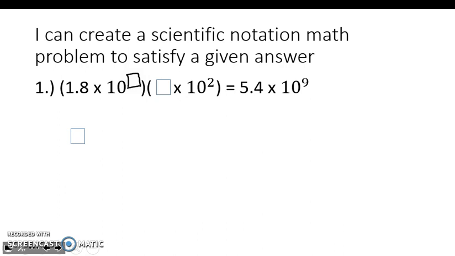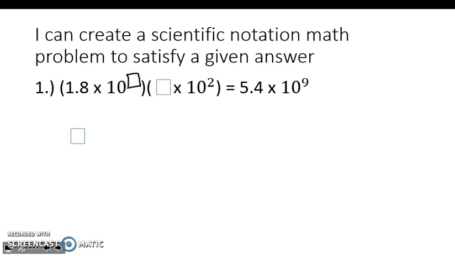Guys, anytime you are given the answer and there's parts that are missing throughout the problem, if you work that problem backwards using the answer, you should be able to figure out the missing pieces. So let's talk about multiplying scientific notation.